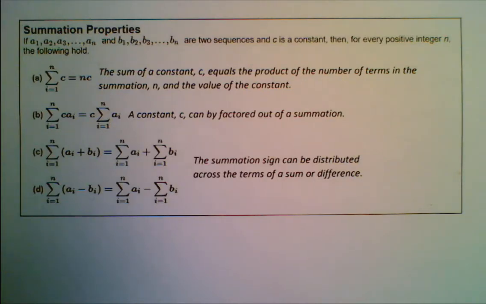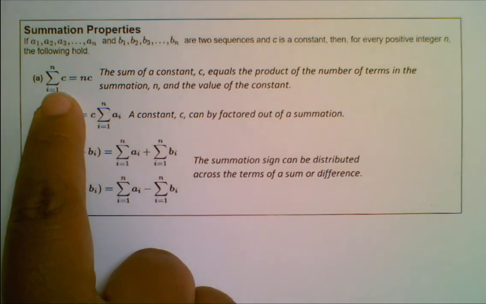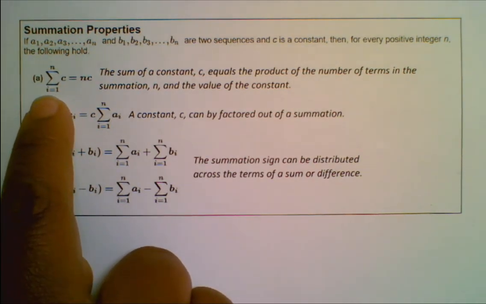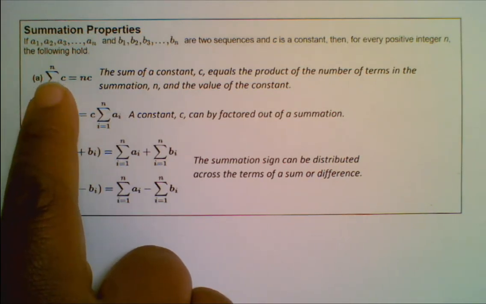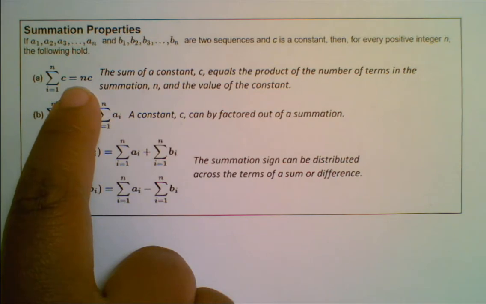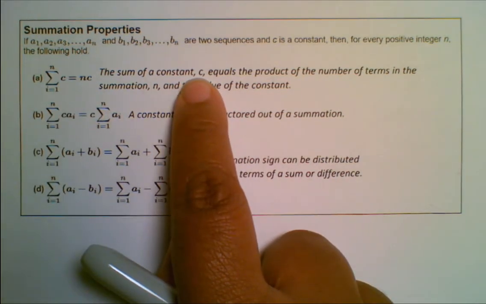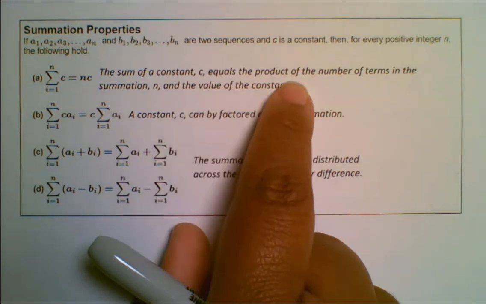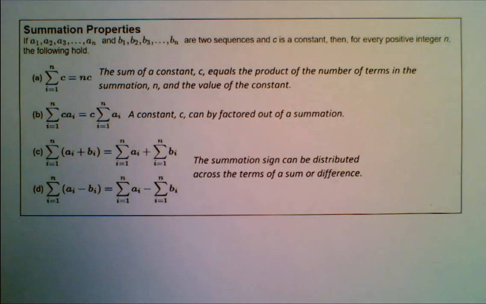All right, so let's look at the summation properties, and we're also going to look at the summation rules. We have four properties that are listed, and we have here the sum of C, where i is equal to 1, and it goes from 1 to n. What this is saying is that the sum of a constant, which we call C, equals the product of the number of terms in the summation, n, and the value of the constant.